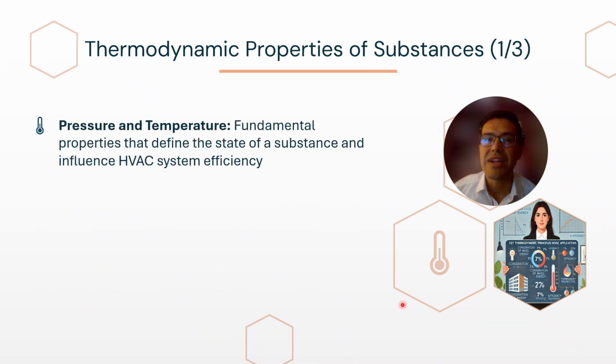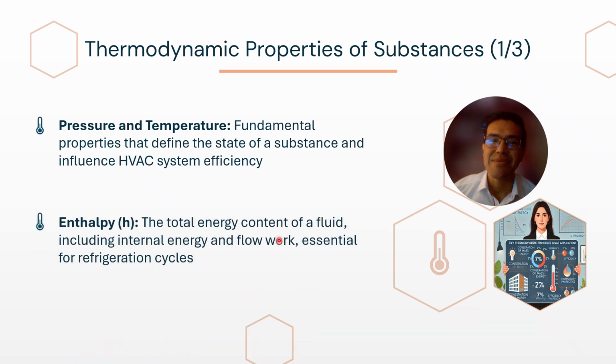Pressure and temperature are fundamental properties that determine the state of a substance and significantly influence an HVAC system's operation. Pressure changes affect phase transitions, determining when a refrigerant will evaporate or condense, while temperature dictates the rate of energy transfer in heating and cooling applications. Together, these properties define how substances behave under varying conditions, ensuring efficient energy use in HVAC systems.